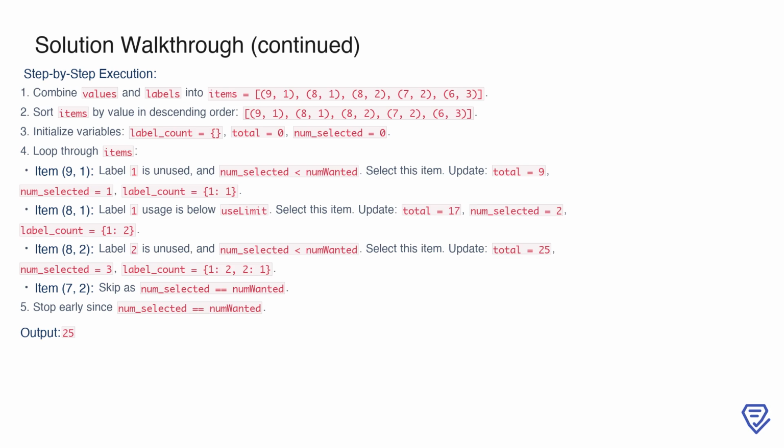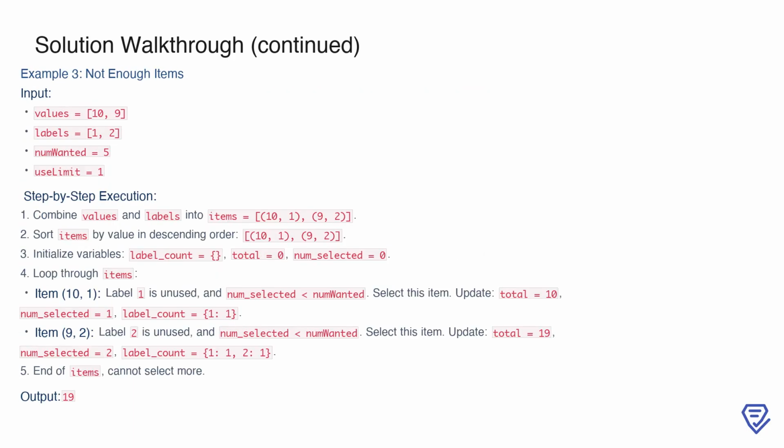Label 2 is unused, and we still haven't reached the selection limit of 3 items, so we pick this one. The total becomes 25, number_selected increases to 3, and label_count updates to {1: 2, 2: 1}. After this, we encounter (7, 2), but since we've already selected 3 items, we skip it and stop early. The result is the total value of the selected items, which is 25.